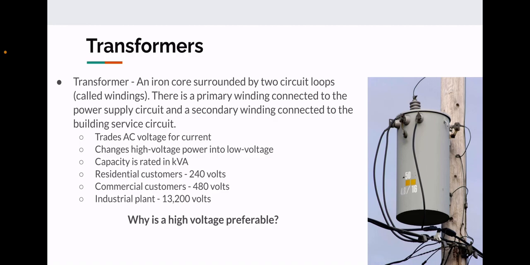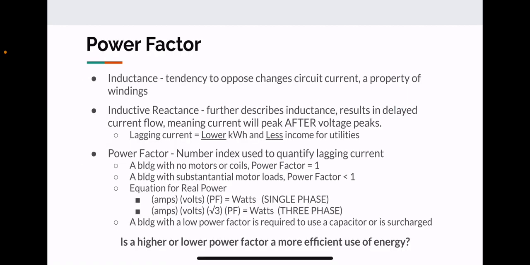Pretty high. Now, why is a high voltage preferable? Why don't we just make the lines not carry so much voltage in the first place so that we don't have to transform it? The reason for that, as I believe I mentioned earlier, is that a higher voltage means you're going to have less energy losses across the line. And of course, you don't want to waste energy. So it's more preferable because you'll lose less energy. It's more efficient.